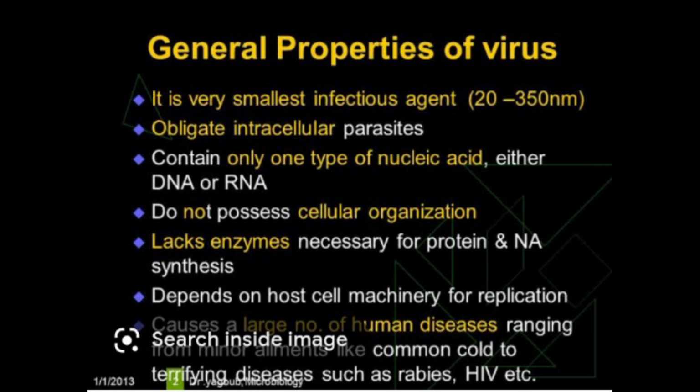Chorioallantoic membrane: the CAM is inoculated mainly for growing pox viruses. It produces visible lesions called pocks. Each pock is derived from a single virion. The pocks produced by different viruses have different morphology.